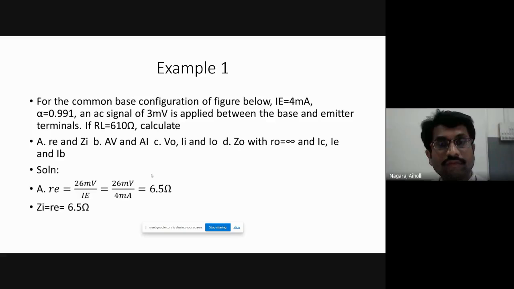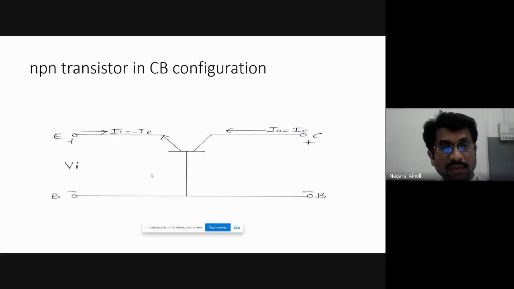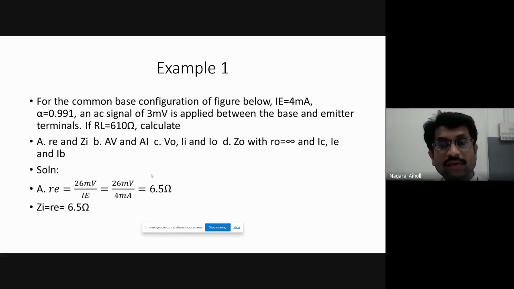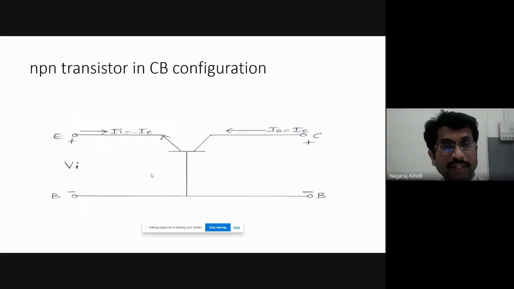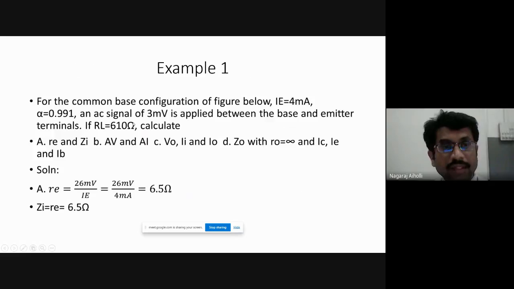For the common base configuration of the figure below, they have given this figure. This is the common base configuration, and they are using an NPN transistor. IE is equal to 4 milliampere. They have given the input current IE, that is 4 milliampere. Alpha is 0.991, the current gain for common base configuration.